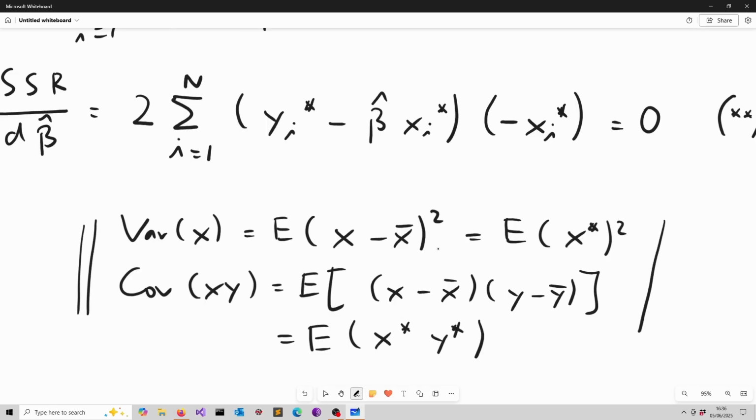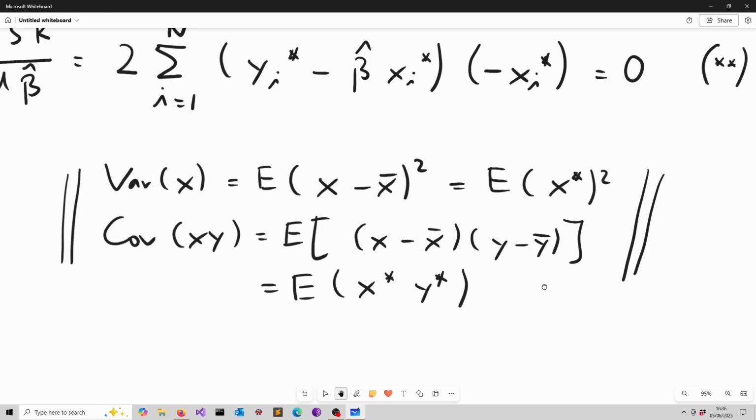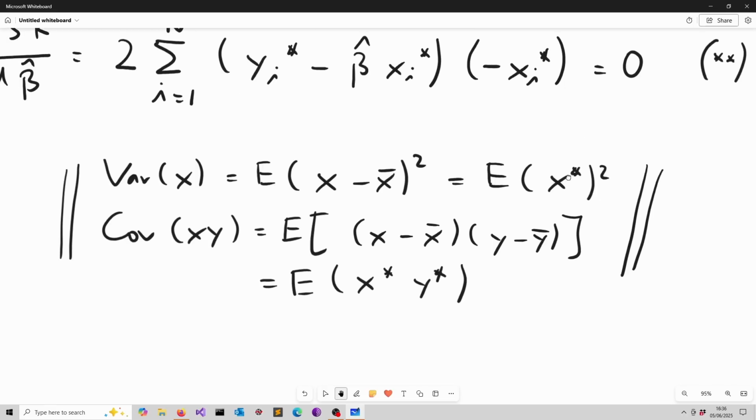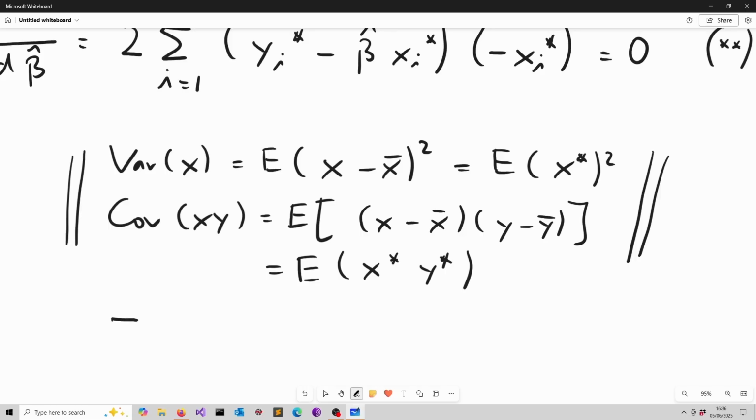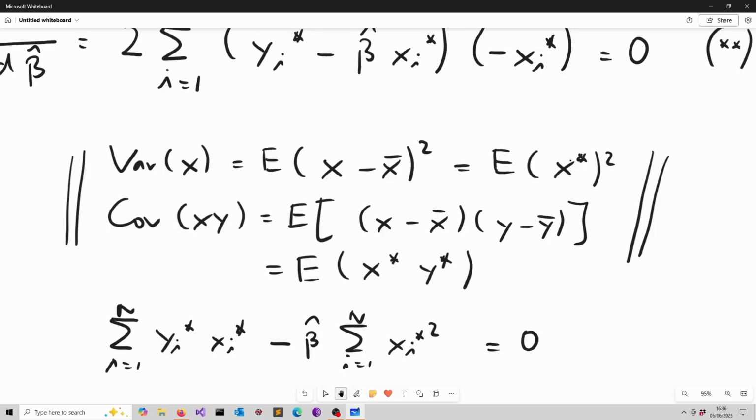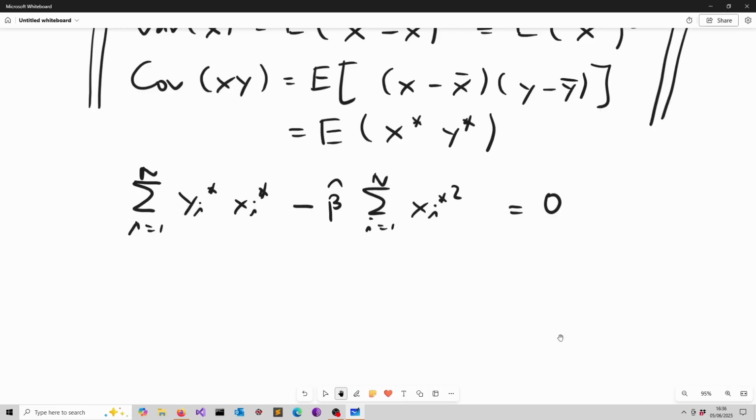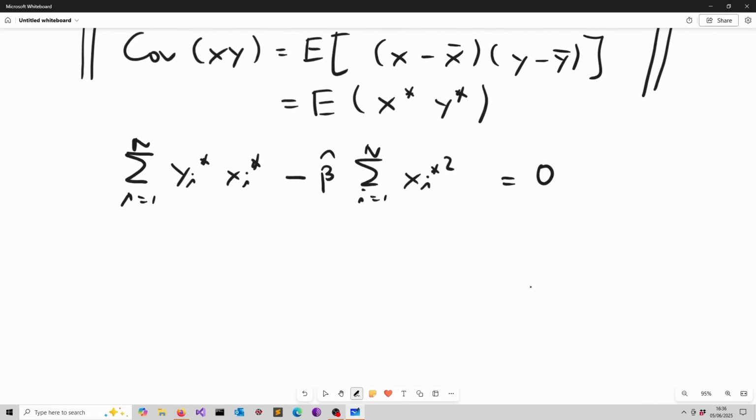So this is kind of useful, and we will now use that to simplify our first order condition. Alright, so the 2 we can get rid of, the minus 1 we could also get rid of, and we can now just simplify this a little bit. So multiplying this out, we have here the sum of yi star xi star minus beta hat, the sum xi star squared, and that's equal to 0. And now we can basically use what we have used above here. In a second, we can just rearrange that.